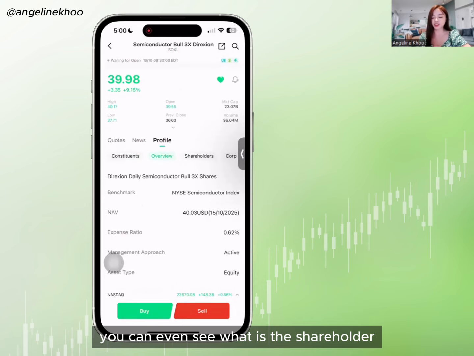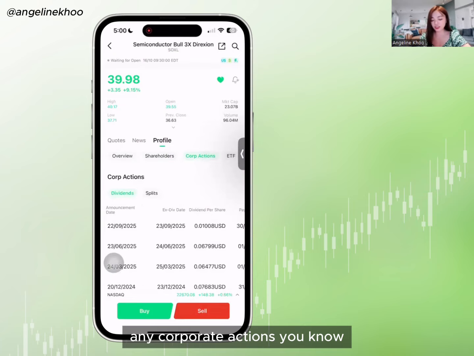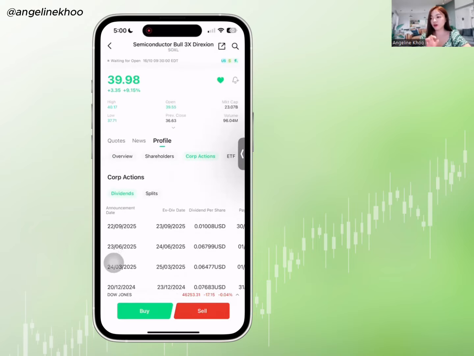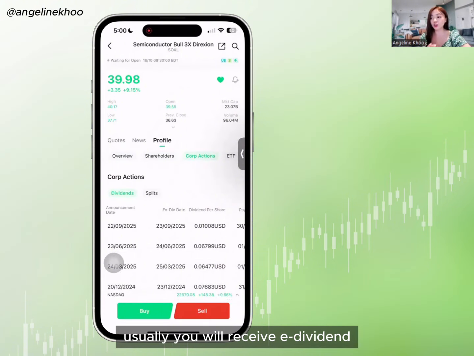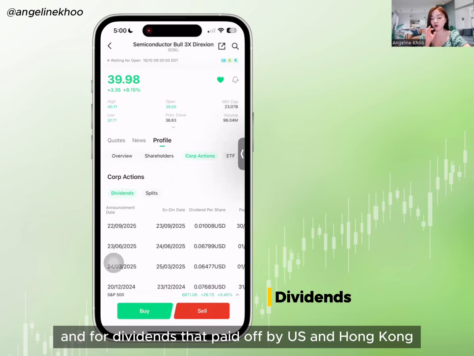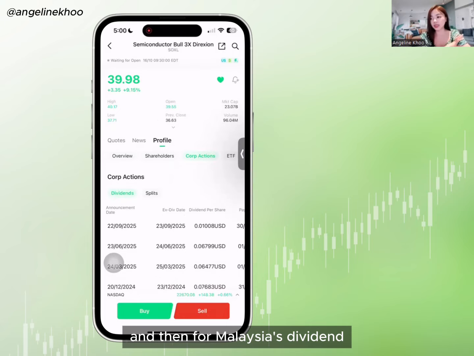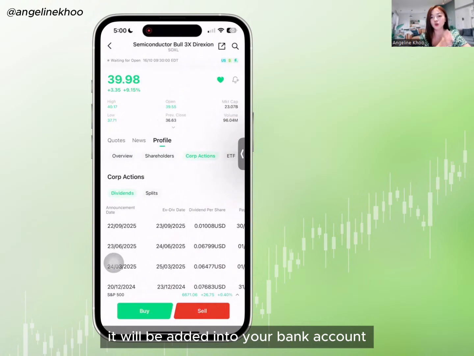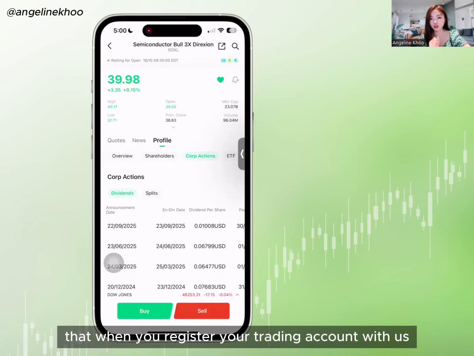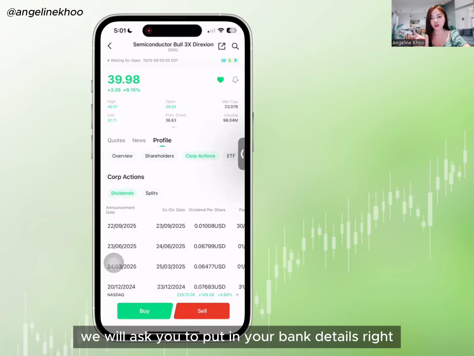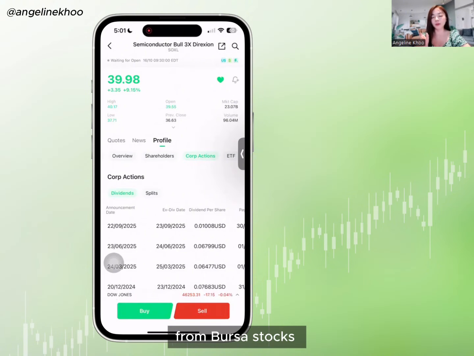You can even see the shareholders and any corporate actions, like whether they pay out any dividend or not. So even for ETFs or index funds, usually you'll receive e-dividends, and for dividends paid out by US and Hong Kong, it will directly be added into your trading account. And then for Malaysia's dividends, it will be added into your bank account. When you register your trading account with us, Malacca Securities, there's one column where we will ask you to put in your bank details. So that one is for you to receive the e-dividend from Bursa stocks.